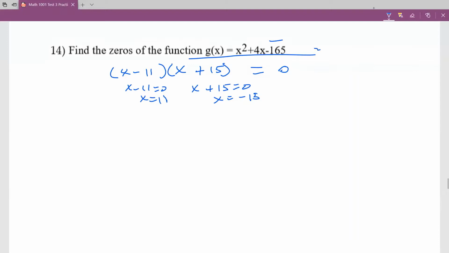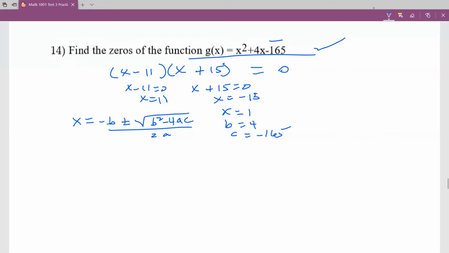If you didn't see what the factors are, you can use the quadratic formula and get x equals minus b plus or minus the square root of b squared minus 4ac, all over 2a. a is equal to 1, b is equal to 4, and c is equal to minus 165. So x equals minus b, which is minus 4, plus or minus the square root of b squared, which is 4 squared, minus 4ac, which is 4 times 1 times minus 165, all divided by 2.